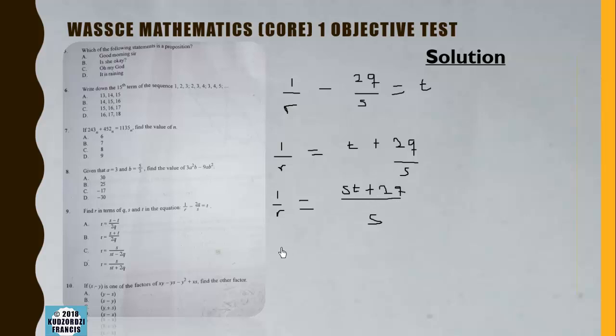Then we reciprocate both sides to obtain r over 1 is equal to s over st plus 2q. But this r over 1 is the same as r. So it is s over st plus 2q.